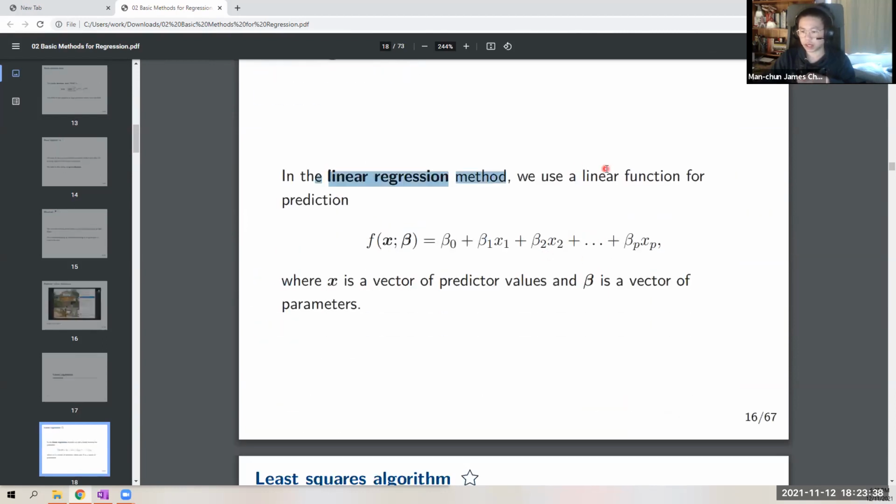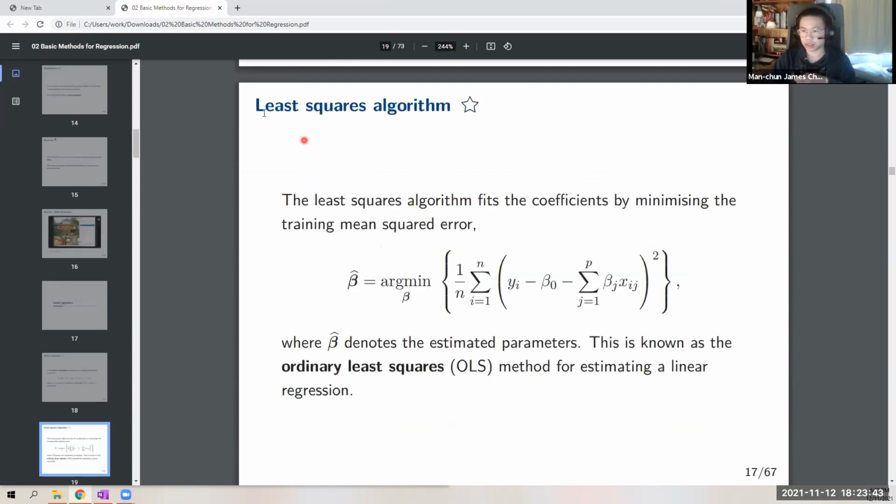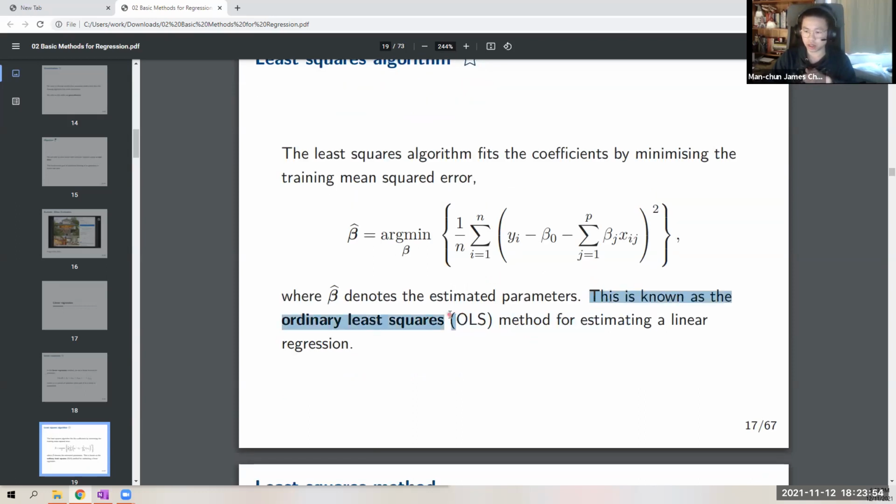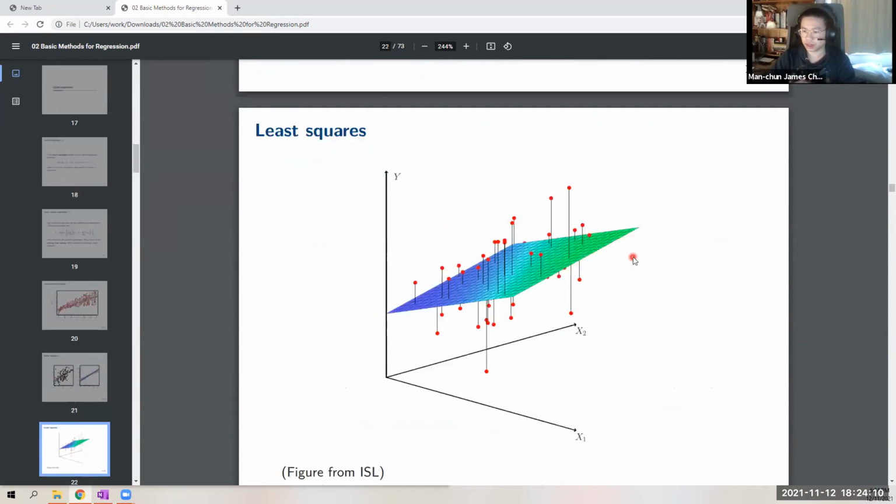Right, and here we have linear regression. The least squares algorithm means that we're going to find the coefficients such that it minimizes the squared error, such that it minimizes the mean squared error. This is known as the ordinary least squares method. So the OLS is basically just this equation here, the mean squared error between the model and the target variable.